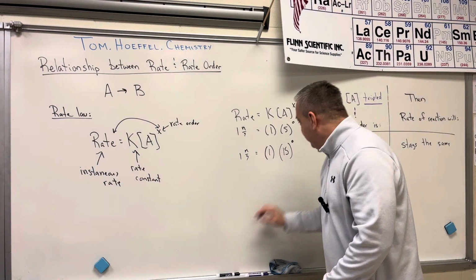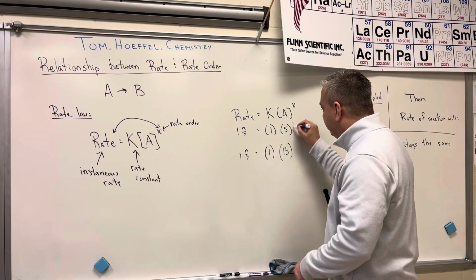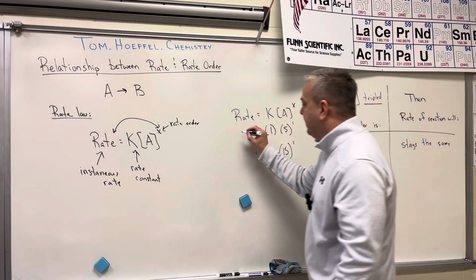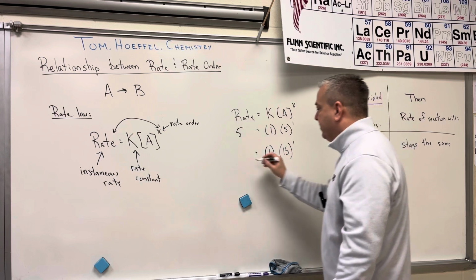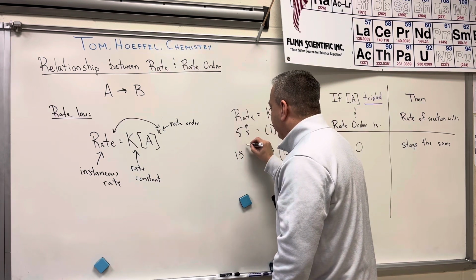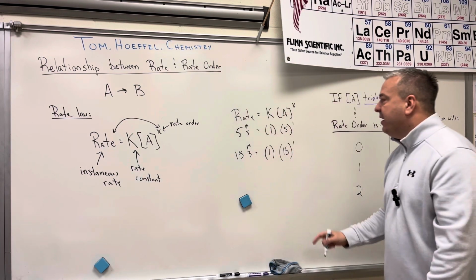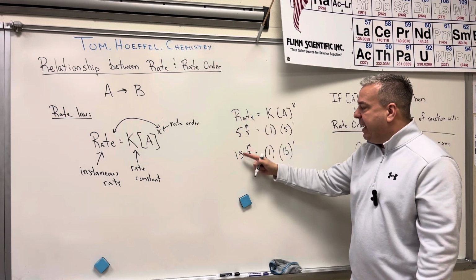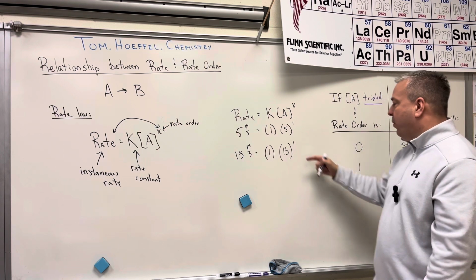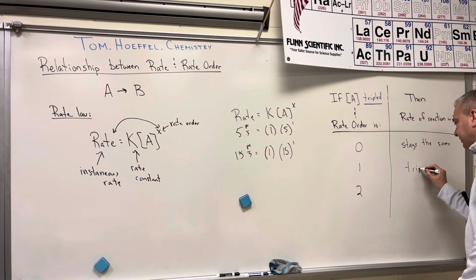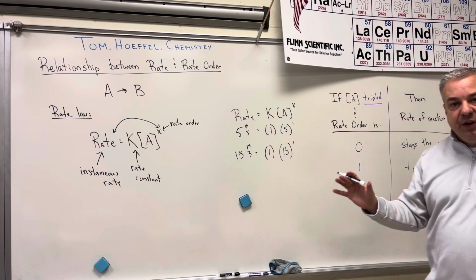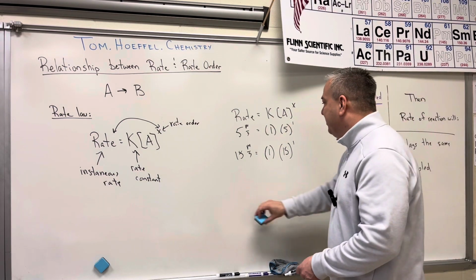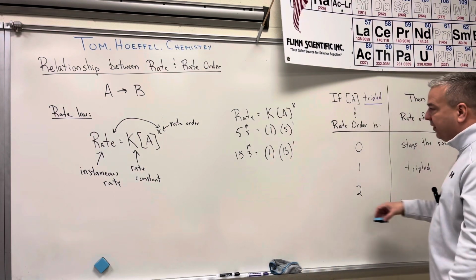However, if I change this to 1s, how does that affect my reaction rate? Well, this is going to be 5, and this is going to be 15 molarity per second, if you will. So if I tripled the concentration, my rate gets tripled when the rate order is 1. So hopefully those two were pretty easy. The third one, we've got to kind of watch out for. Let's do the third one. That's when it's a rate order of 2.